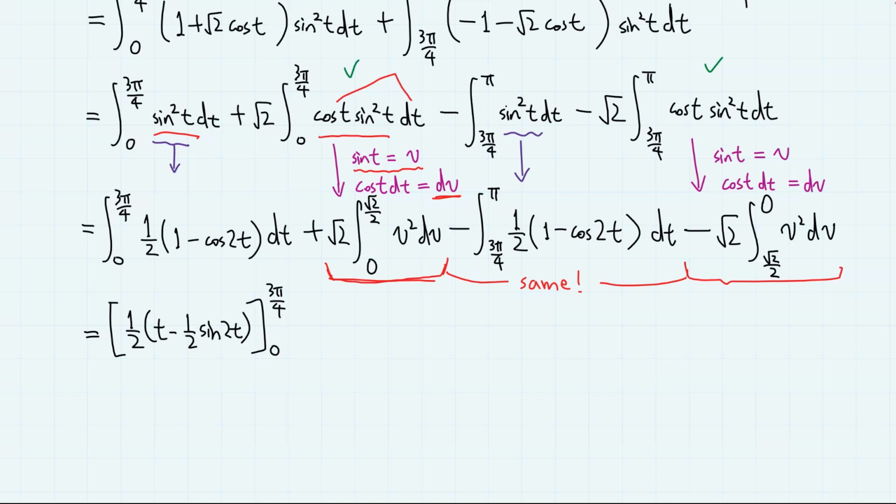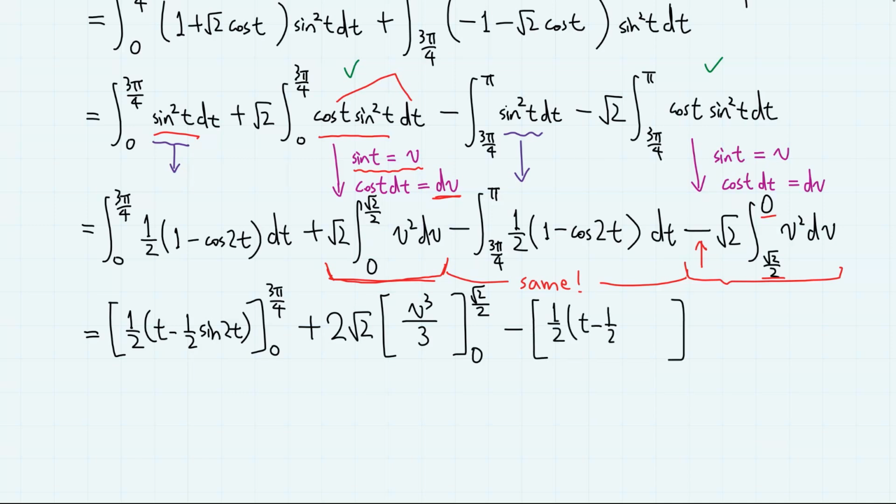And notice that these two terms indicated here are the same, because by removing this minus sign, we can switch the upper and lower bounds of the integral. Therefore, we can combine these two terms and write plus 2 times square root of 2 times the antiderivative of v squared, which is v cubed over 3, with lower bound 0 and upper bound square root of 2 over 2. And then minus the third term, 1/2 t minus 1/2 sine 2t with 3 pi over 4 and pi.